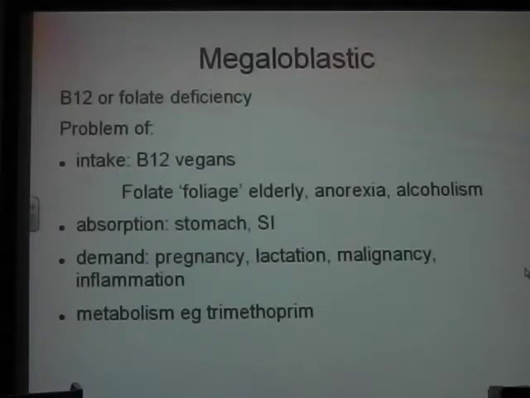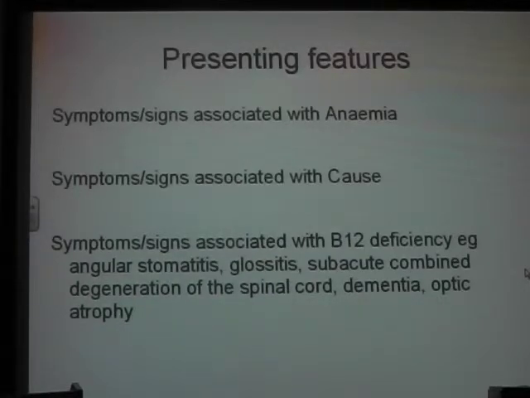Demand is the same list that we saw in iron deficiency. And metabolism, just so you know, some drugs can interfere with your B12 and folate metabolic pathways, for example trimethoprim and methotrexate. Okay. So, really similar to the last slide. How do they present? Symptoms and signs of anemia, you guys have told me those already. Symptoms and signs associated with the cause, we've gone through that already. And then finally, symptoms and signs associated with B12 deficiency.